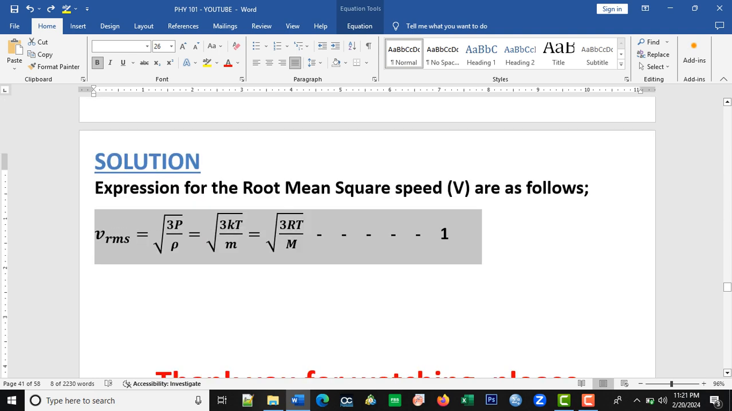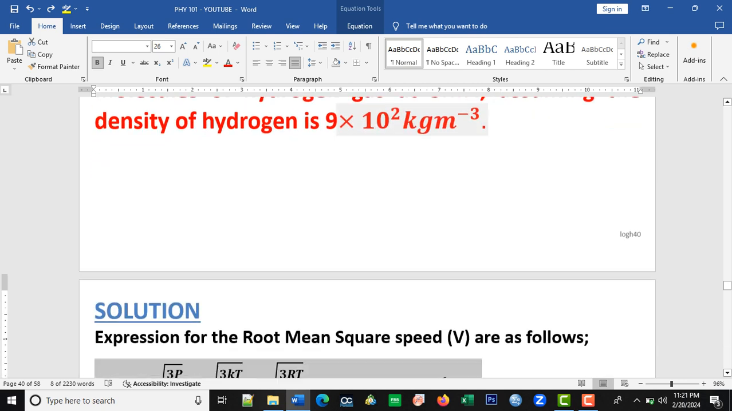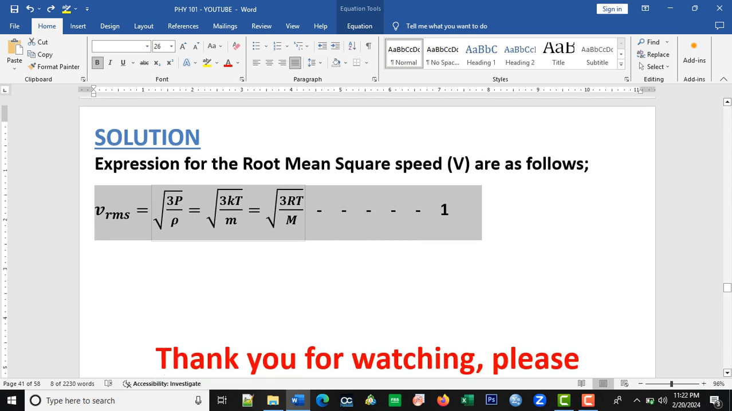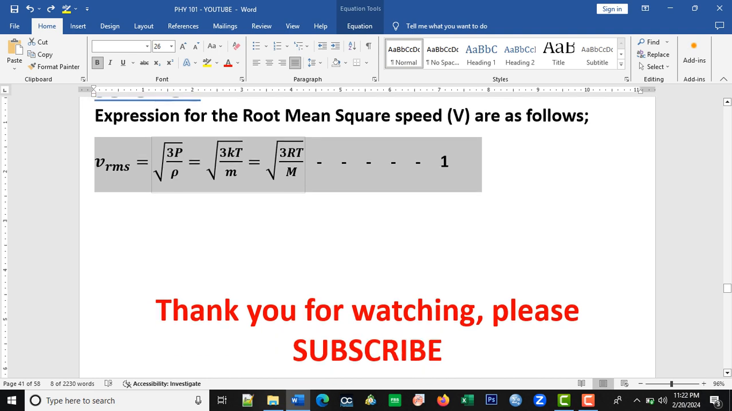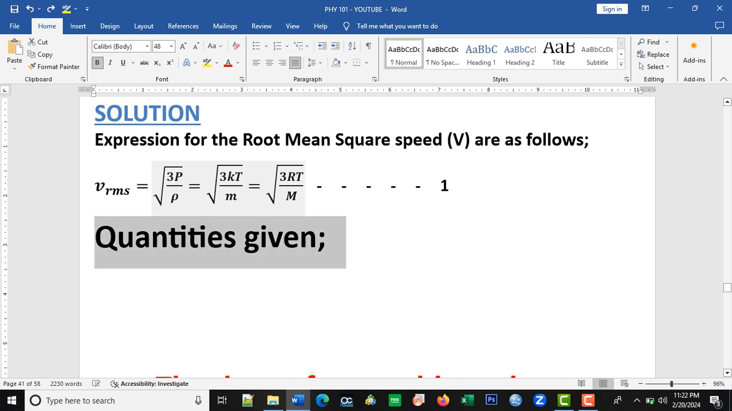In this case, if we go back to the question, they gave us density. Which of these expressions is suitable to apply? You see, the first one here has density. Others do not have density. And of course, I want us to know that at STP, pressure, volume, and temperature are fixed. They are constant. Okay, let's move forward.